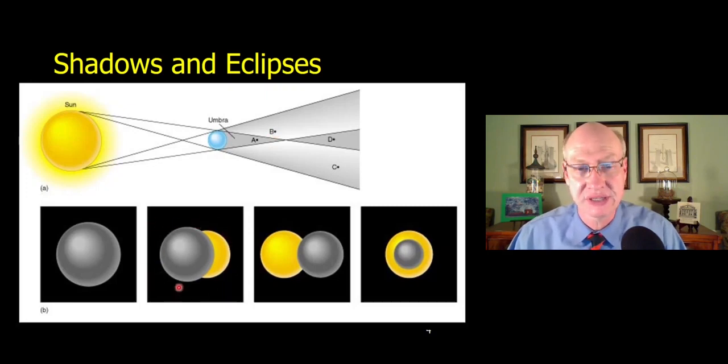That is a partial eclipse, and this is what they see. The moon is only partially covering the sun. Now, if the moon was moving in this direction, a person at B might in a little while find themselves inside the umbra, but at this moment in time, they're experiencing a partial eclipse.